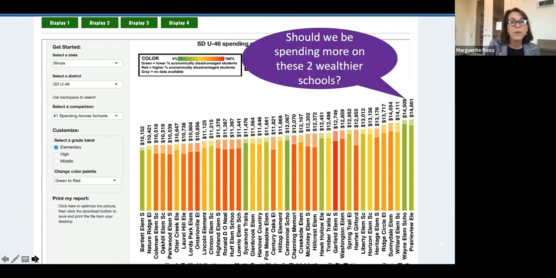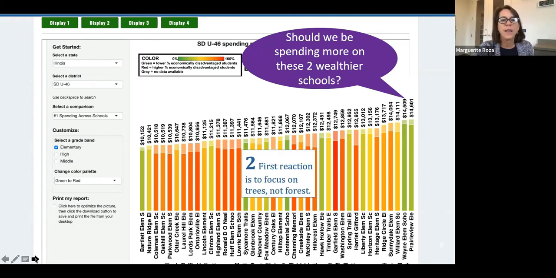And first and foremost, should we be spending so much more on these wealthier schools, and how do we get here? And is there something we should change slowly or not? So in working with the pilot district, basically you get this picture and then you can click down here, print this report, and you can take this picture to a meeting, or everybody in a training can download it on their own district and turn to the person next to them and start talking about it and processing it.